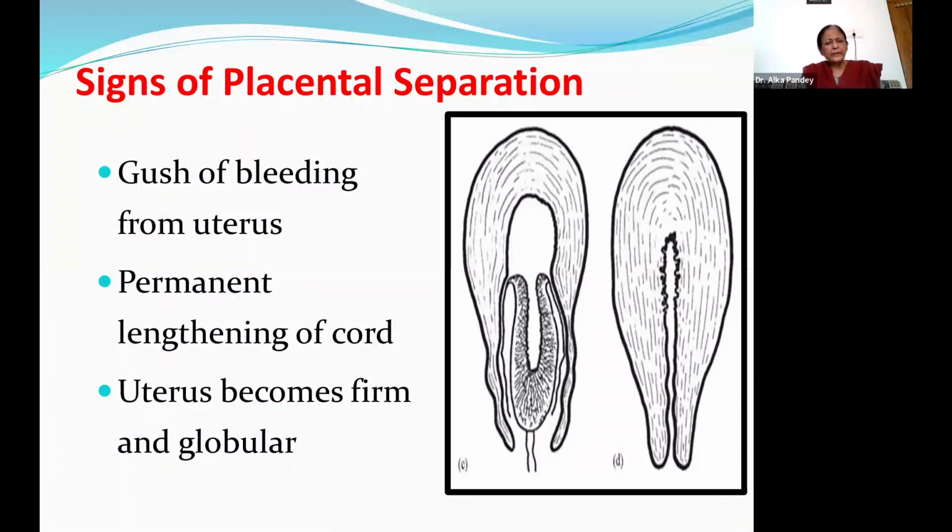This we have already discussed. What are the signs of placental separation? As the placenta separates, there are the open sinuses from which blood comes out in a gush. Then there's lengthening of the cord, which is permanent, and the uterus becomes firm and globular and hard, like a cricket ball. Next.